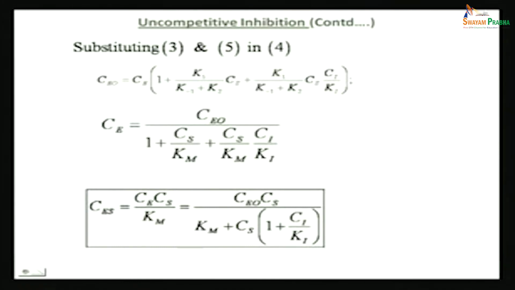I'll give you a few seconds to write this down if you want to. So what is the rate going to be? Simply K2 times CES, because the rate limiting step is the product formation step.